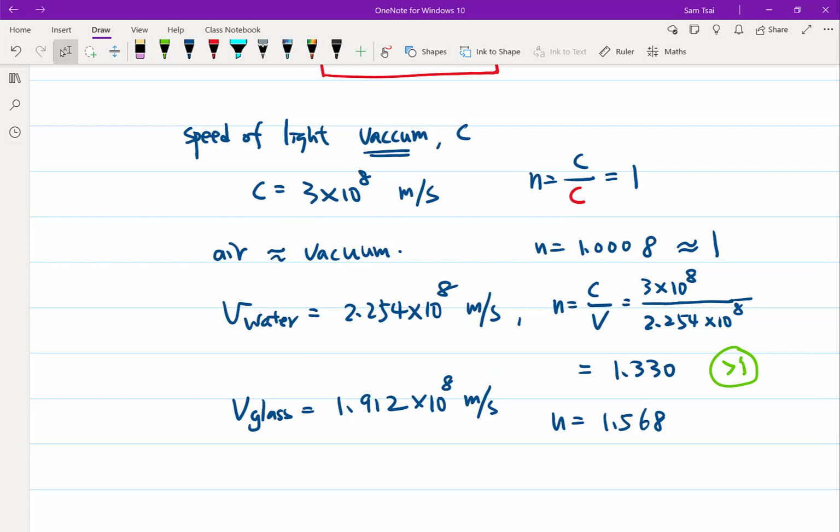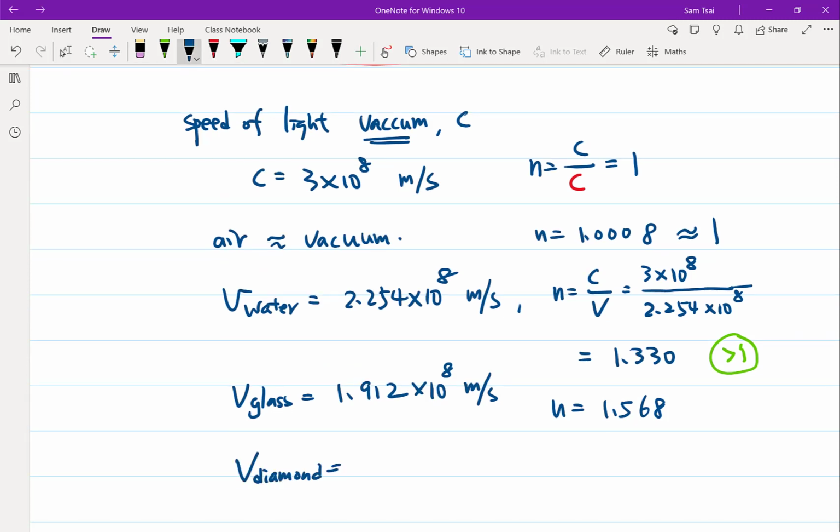In terms of speed of light, the slowest one is diamond. The speed of light in diamond is 1.240 times 10 to the power of 8 meters per second. And then n will be what? n will be 2.41. So it's really slow. That's why diamond's refractive index is big, which means it can bend the light more. So that's why diamond looks so colorful, with a lot of rainbow colors there.